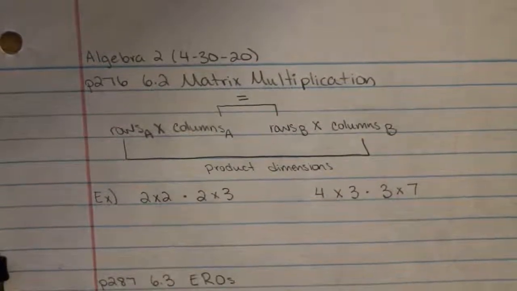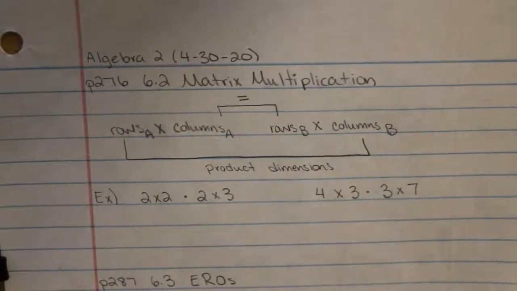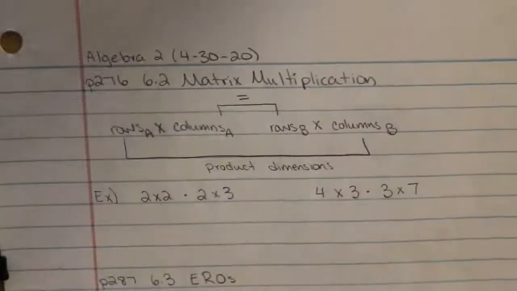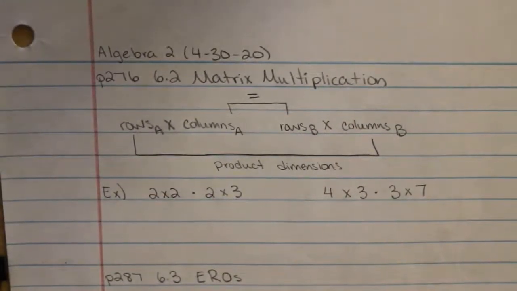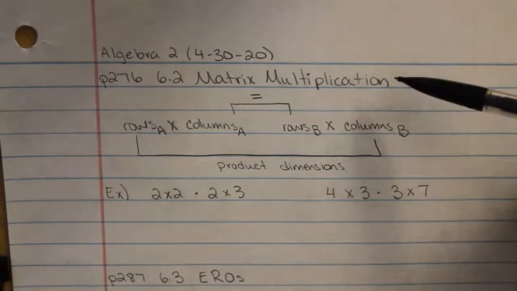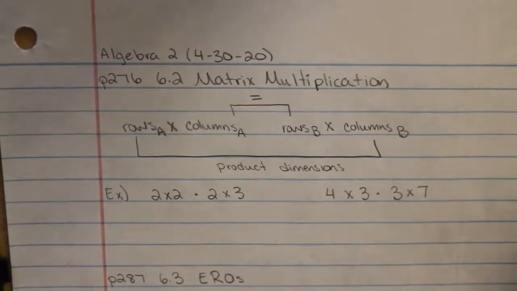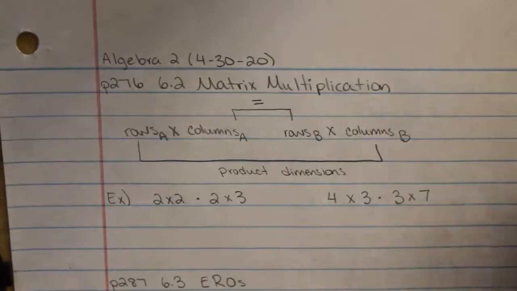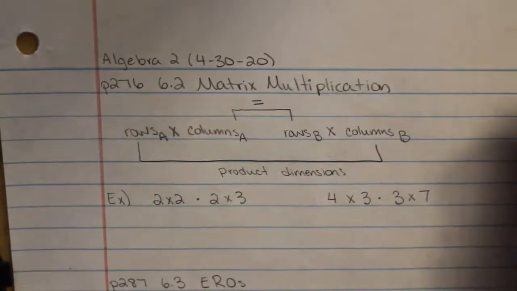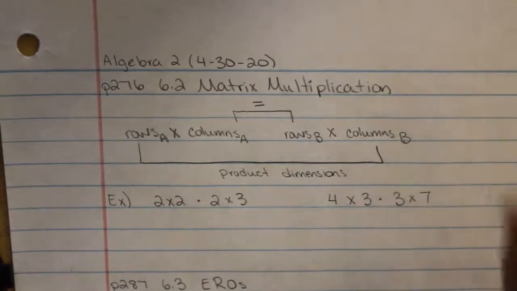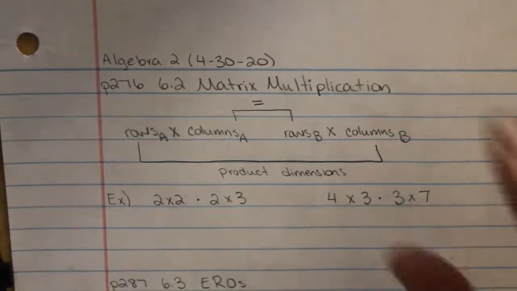And we are back at it with the review. Today we are just going over chapter 6. So chapter 6 dealt with the matrices. So the matrix multiplications, the EROs, elementary row operations. So this was all dealing with how to solve a matrix or how to put a set of equations into a matrix.